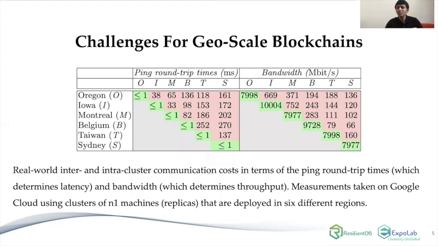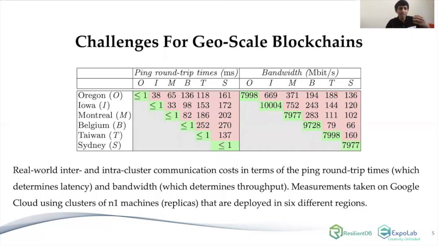Clearly, blockchain talks about decentralization, and that means not all the replicas will be in the same location. Replicas could be in faraway locations in different countries and continents. So we thought of doing a simple experiment. We took 6 cities across the globe and thought of measuring the cost of ping and bandwidth.